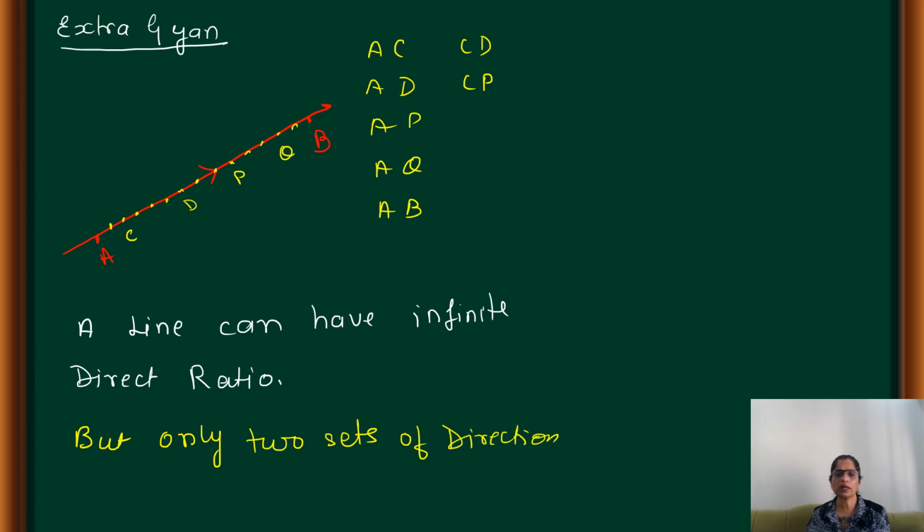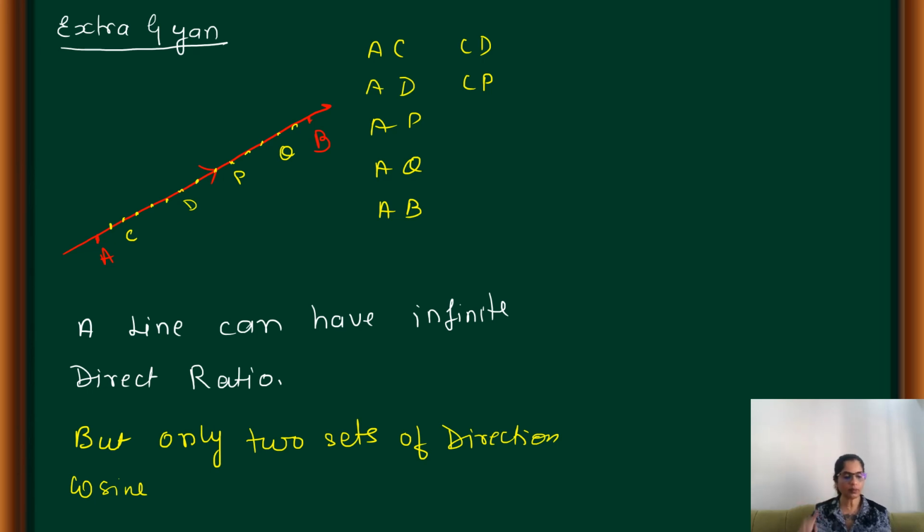Why only two sets of direction cosines? Because the line will make only two sets of angles with the positive side of all the axes. Points are infinite, but the number of angles that the line will make with the positive side of the x-axis, y-axis or z-axis is only going to be two. That is why only two direction cosines, but infinite direction ratios. I hope this is very clear.